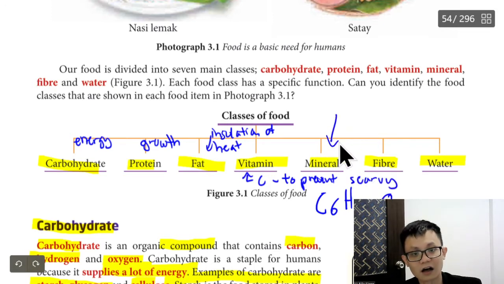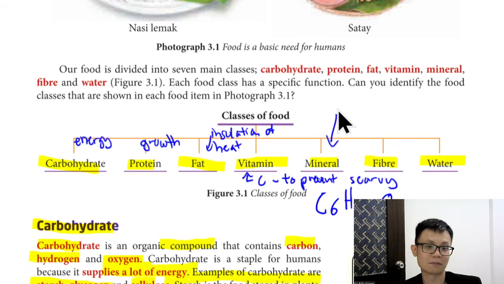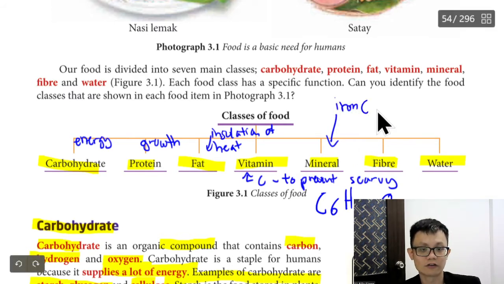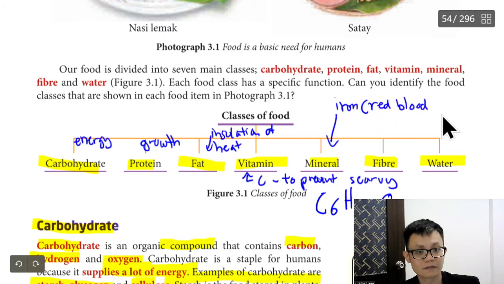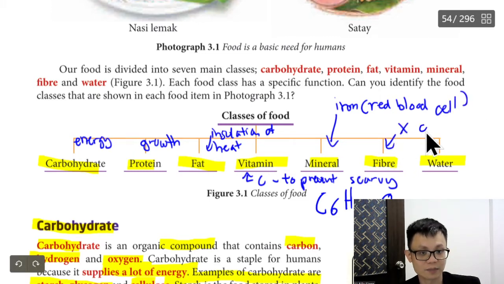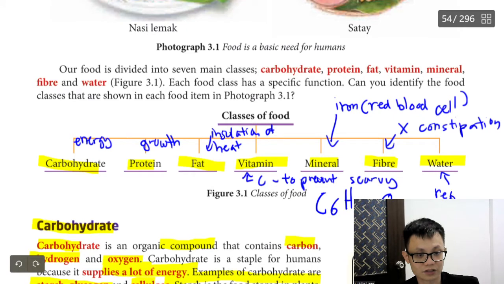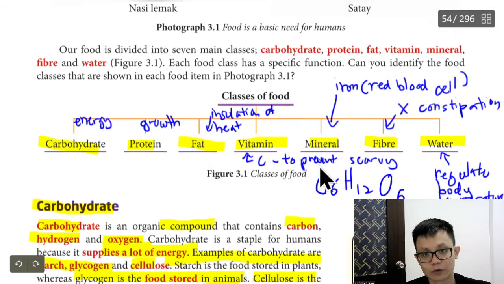Mineral, a lot of minerals. Let's say for example iron, for the formation of red blood cells. Fiber to prevent constipation. And water is to regulate body temperature. Correct or not? So that we won't be too hot, we won't be too cold. Too hot, you die. Too cold, you also die.